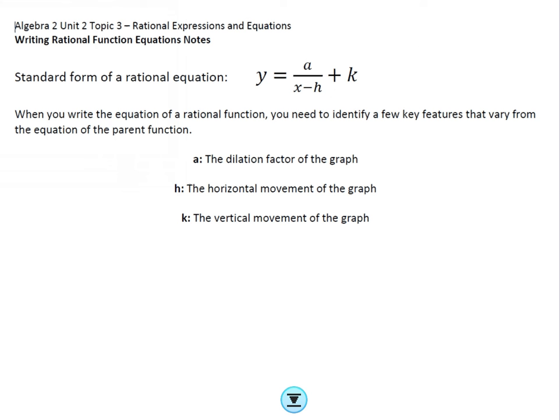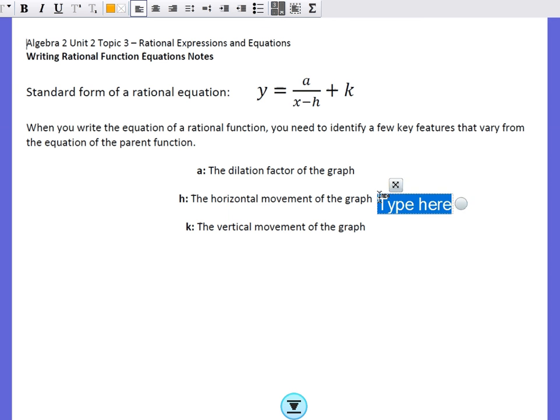When you write the equation of a rational function, you need to identify a few key features that vary from the equation of the parent function. So a is the dilation factor. h is the horizontal movement, so this is going to go left or right. But the key thing here is that you always want to think about the horizontal movement h as opposite. Notice how in the equation itself there's a minus, so it's opposite of what you would think. And then the vertical is going to be up or down.